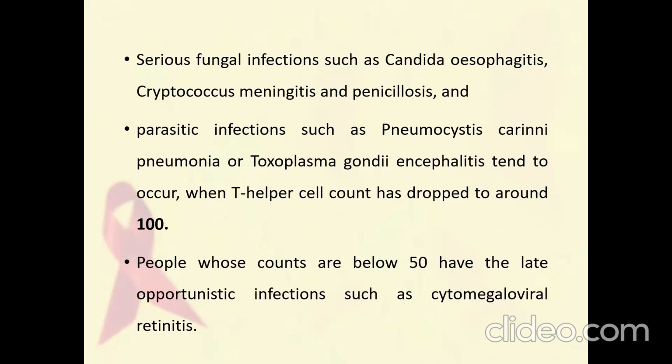So many opportunistic infections occur, like tuberculosis, Kaposi sarcoma, fungal infections like Candida esophagitis, Cryptococcus meningitis, penicillosis, and parasitic infections such as Pneumocystis carinii pneumonia or Toxoplasma gondii encephalitis. All occur when the T helper cell count drops to around 100. And very rare opportunistic infections occur when the T helper cell count is below 50, that is cytomegaloviral retinitis.